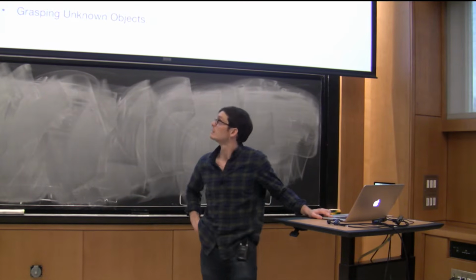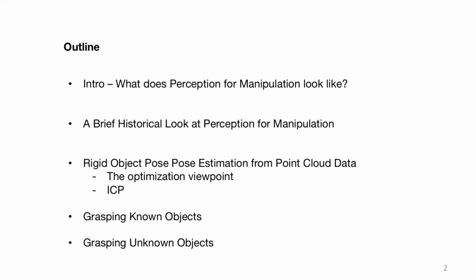So let's look at a little outline of what we're going to talk about. We're first going to try to get a very intuitive grasp of what perception for manipulation even feels like and looks like. Then we're going to look at a brief history of what the field has done, even quite a while ago. Then we're going to do a deep dive on one particular topic, which is rigid object pose estimation in point clouds. And then, if we have time at the end, we're going to talk about grasping.